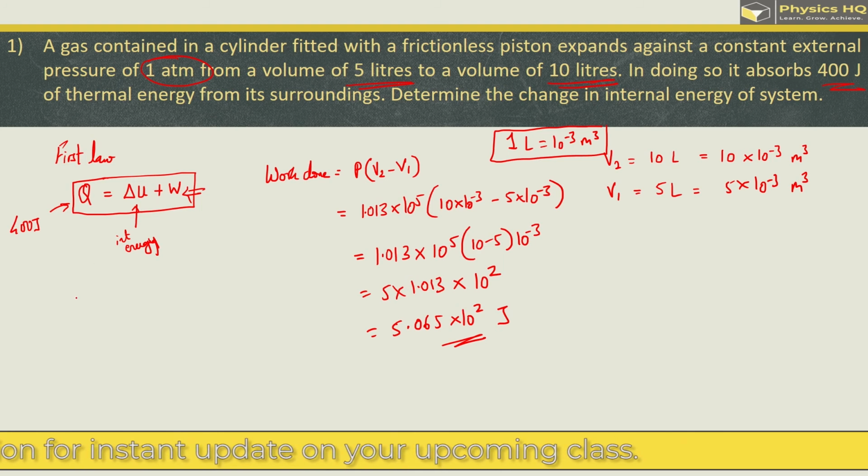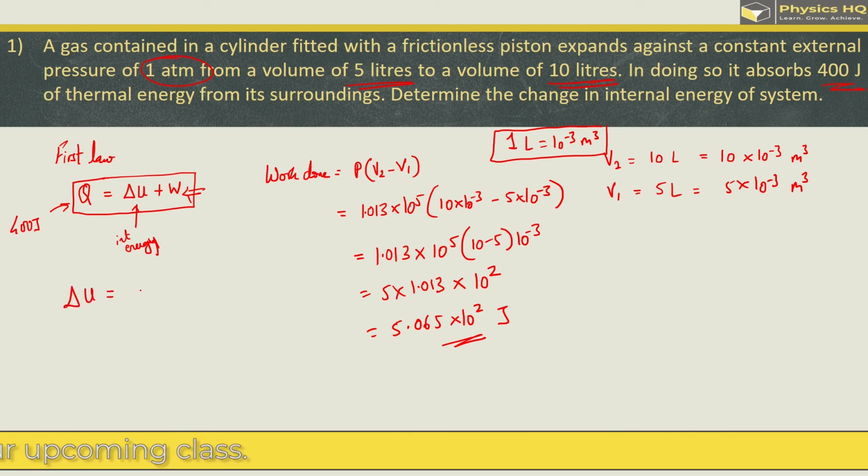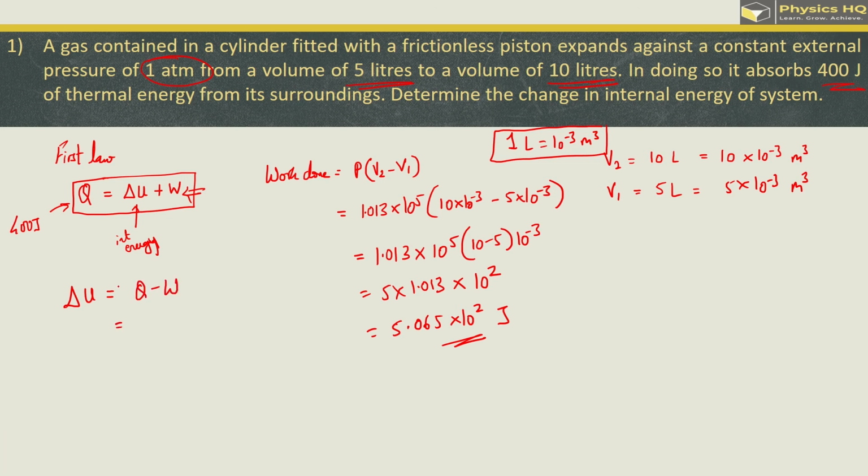Let us put the values over here. We need to find the change in internal energy. So internal energy change over here will be Q minus W. So heat is supplied over here, so we will take 400 as positive value. Please remember, if heat is removed from the system, we will take the value of Q as negative. Minus work done over here is 5.065, or we can write this as 506.5 joule, right?